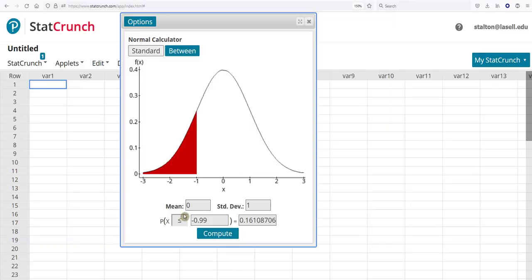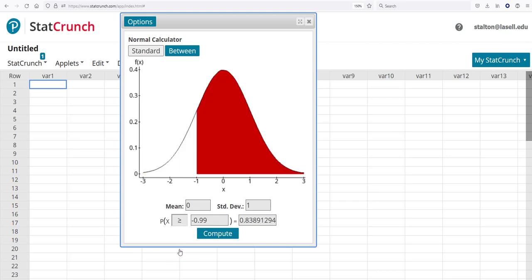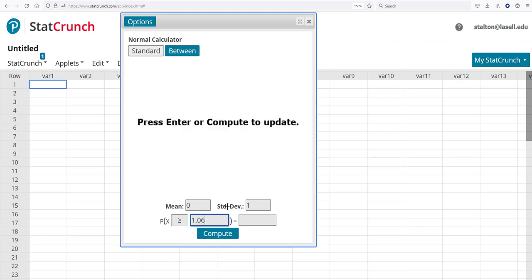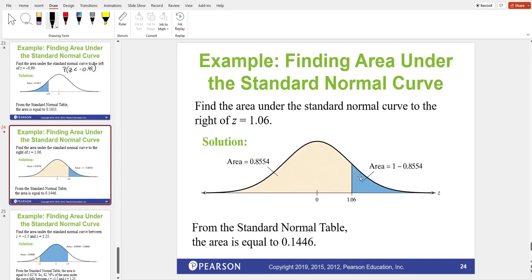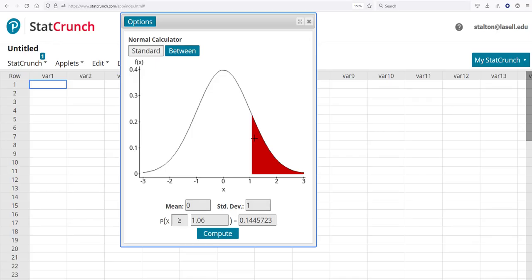Yes. All right, so my mean is 0. My standard deviation is 1. I'm going to change this to greater than, and I want 1.06. I hit compute, and voila. You get 0.1446. And that's the answer we got here, 0.1446. And it even gave you the graph. It looks just like the graph that we have up there.